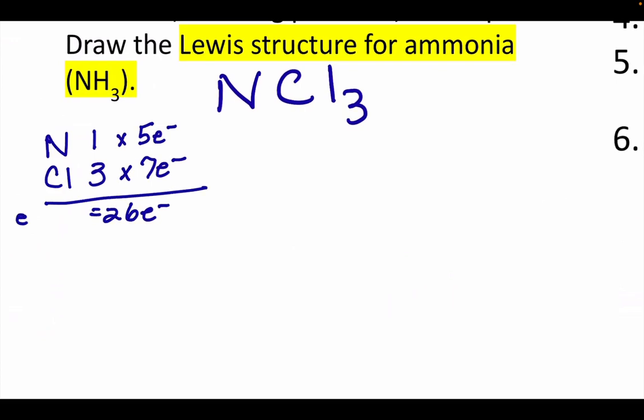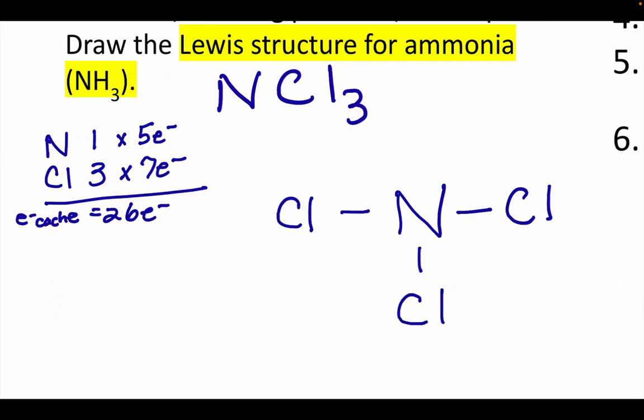That's my electron cache. The first thing I'm going to do is put the N in the middle. Chlorine's a halogen, it can't go in the middle. Then I'm going to single bond it to the chlorines. You can see each one of those lines is 2 electrons, so I really just used up 6 electrons. So I have 20 left.